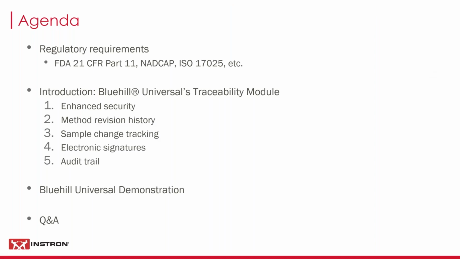In today's webinar, we will start off by covering the main regulatory requirements that led to the development of Bluehill's traceability module. We'll review the 5 main components of traceability, which are enhanced security, method revision history, sample change tracking, electronic signatures, and finally, a system-level audit trail. After briefly introducing each of these components, I'll do a software demonstration to walk you through a scenario of a laboratory using Bluehill's traceability module. And then finally, we'll open it up to some Q&A.